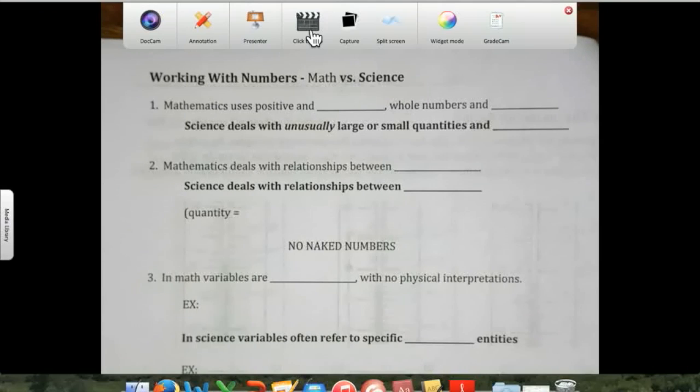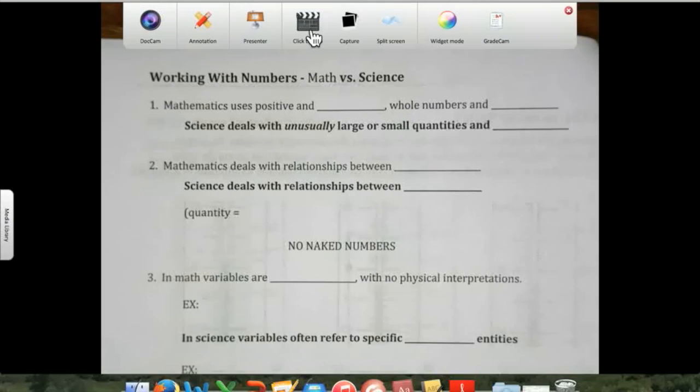We are going to go over this working with numbers notes. They are fill in the blank. You will need to fill them out in your packet to be checked on Monday. So take a moment, if you need to, pause the video, get out your packet, and turn to this page. We're going to start with number 1.